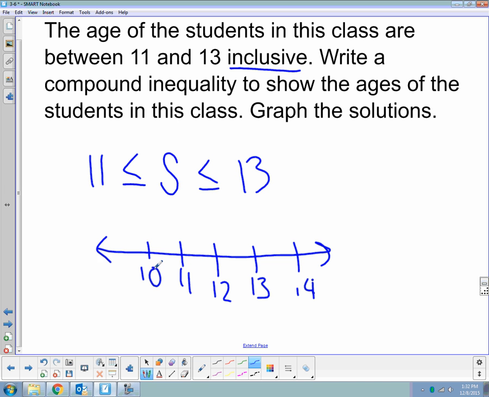So if S is in between these two, S could be anywhere from here all the way to there. And we're going to include 13, and we're going to include 11. So any age right there, they might be in the class, they might be in the class, they might be in the class. Not over here, though. Can't be 10 in the class, sorry. And that's how these inequalities are set up.